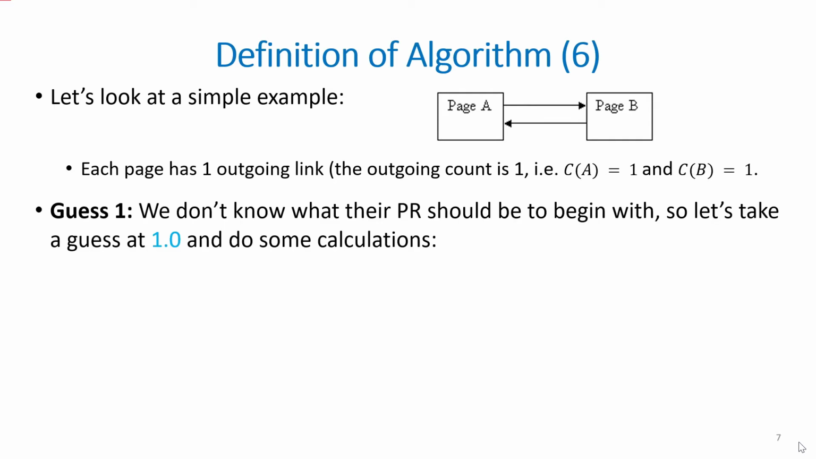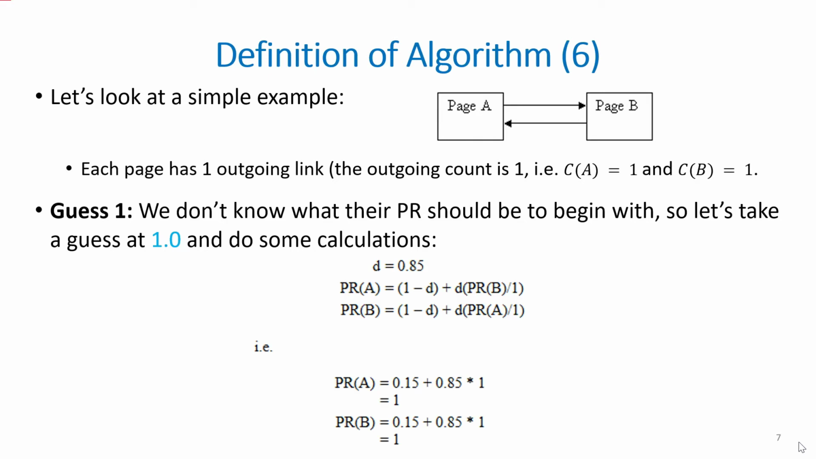Now, we need to write down the equations for both of these pages. So what we have is an equation for PR(A) and an equation for PR(B). But as you see on the right-hand side, we need to know their page rank values in order to calculate the page rank value of the other page. So one way to approach this is to make a guess. And in this guess, we take it to be equal to 1.